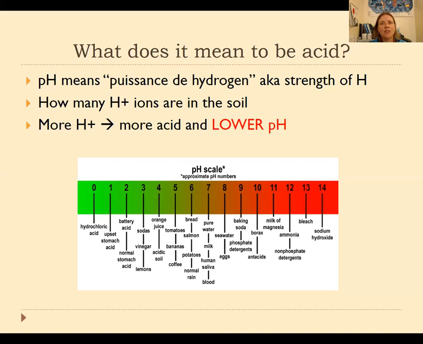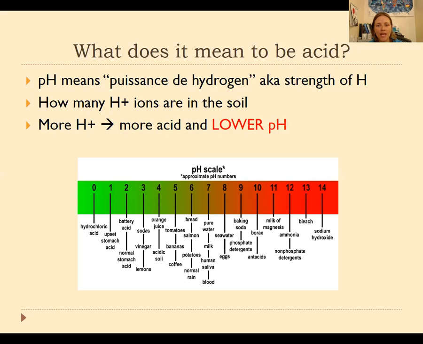And pH means puissance de hydrogen, which I'm sure I'm pronouncing wrong. That's French. But basically that means what is the strength of the hydrogen, or how many hydrogen ions are in the soil. So the higher the number of hydrogen ions, and now this is a little bit confusing, the higher the number of hydrogen ions, the lower the pH of the soil is. So if you have a really low pH, that means you're very, very acidic. So something like hydrochloric acid or stomach acid has a very, very low pH, and that's because there is an enormous number of hydrogen ions, and they happen to be cations or positively charged ions in the soil.